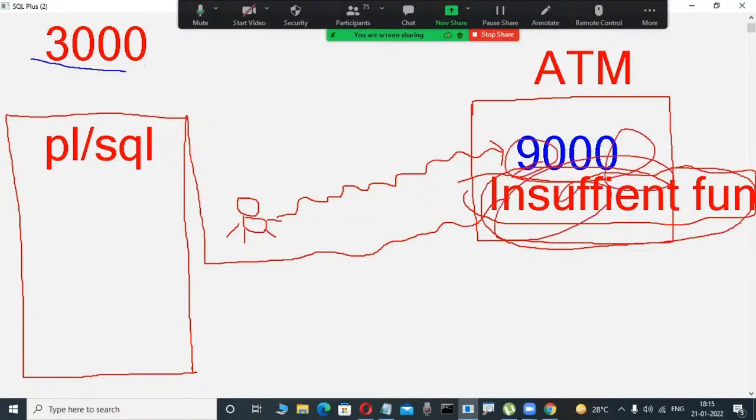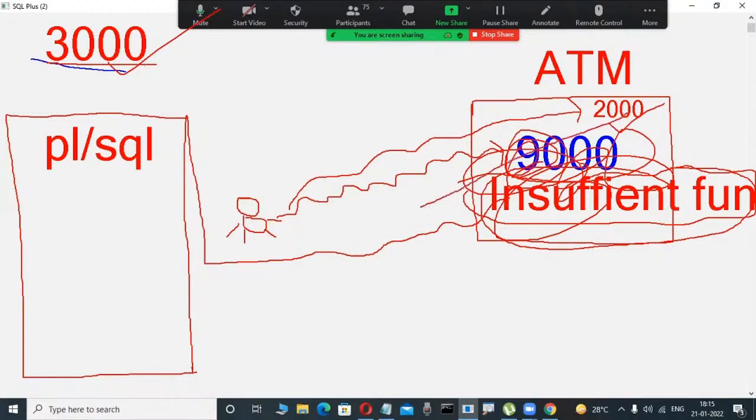Now another scenario. For example, my balance is 3,000. Suppose I insert my ATM card and try to withdraw 2,000 rupees. That is possible. Why? Because my balance is 3,000, and 2,000 is less than 3,000. That's why this withdrawal is possible in this example.